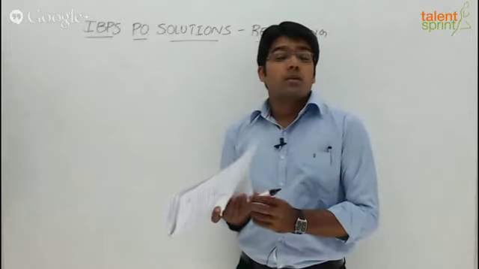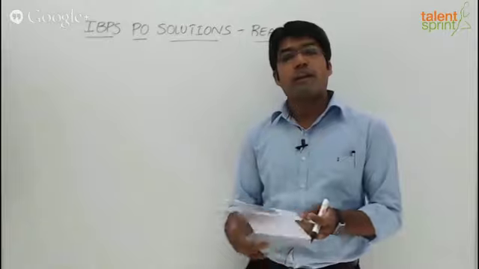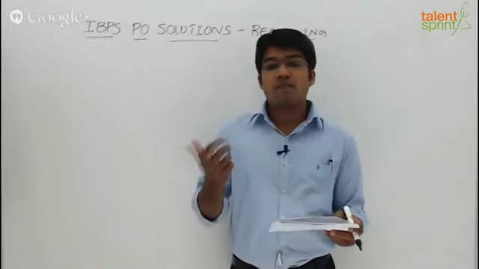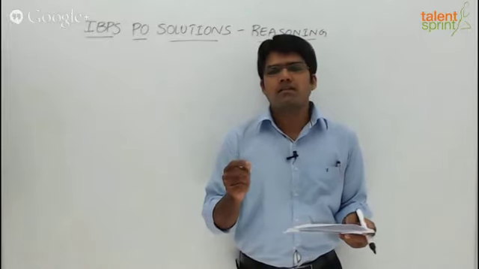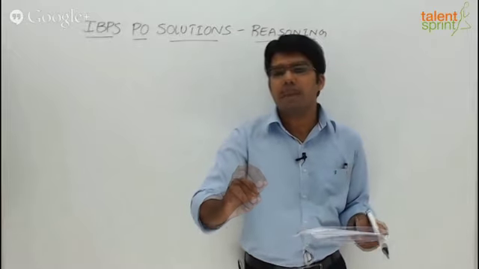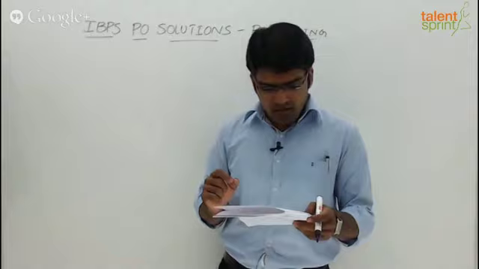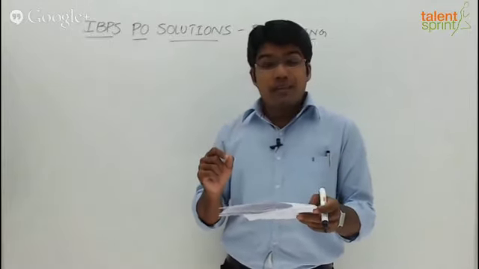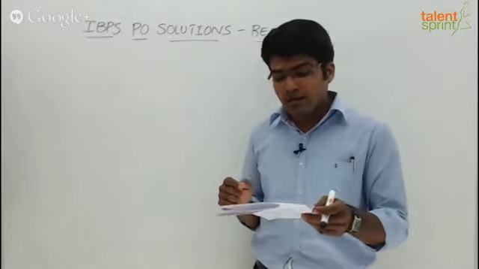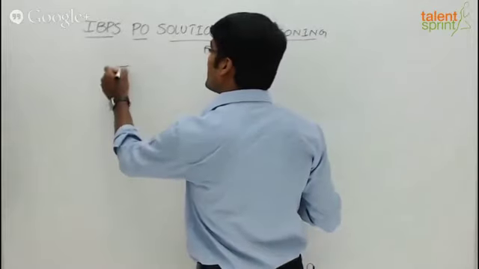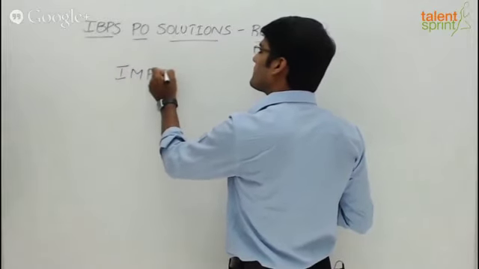Now, one very popular question from alphabet is about finding out the number of pairs of letters in the given word, which have as many letters between them in the word as in the actual English alphabet. For example, look at this question. It says, how many pairs of letters are there in the word importance?